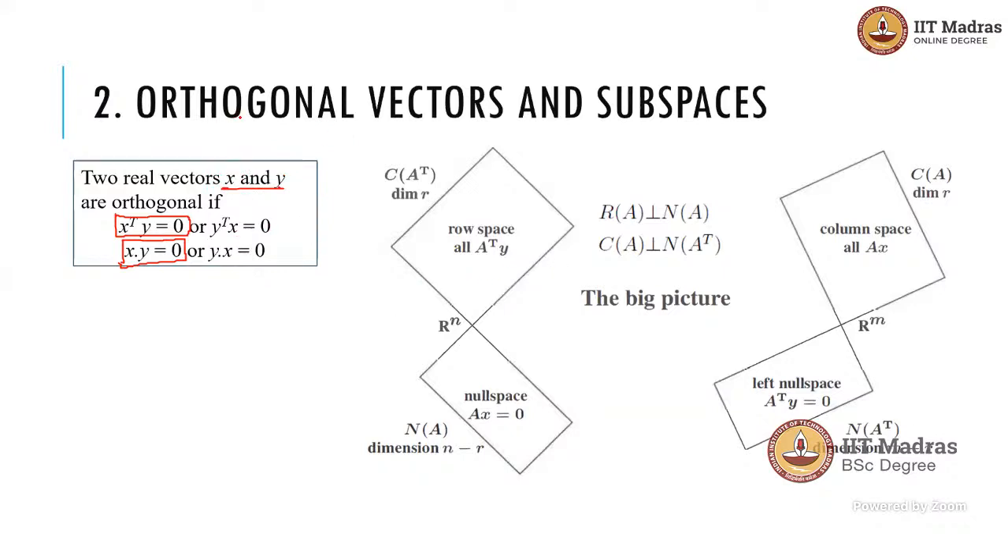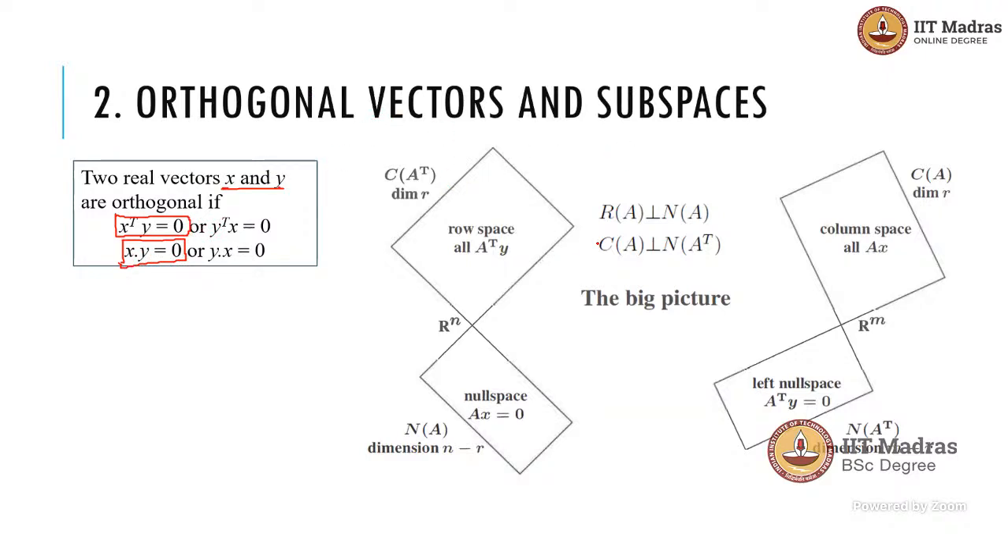So, did you get my point for orthogonal vectors? Yes, the dot product is 0. Okay. So, if the dot product of any two vectors is 0, then those two vectors are orthogonal to each other.